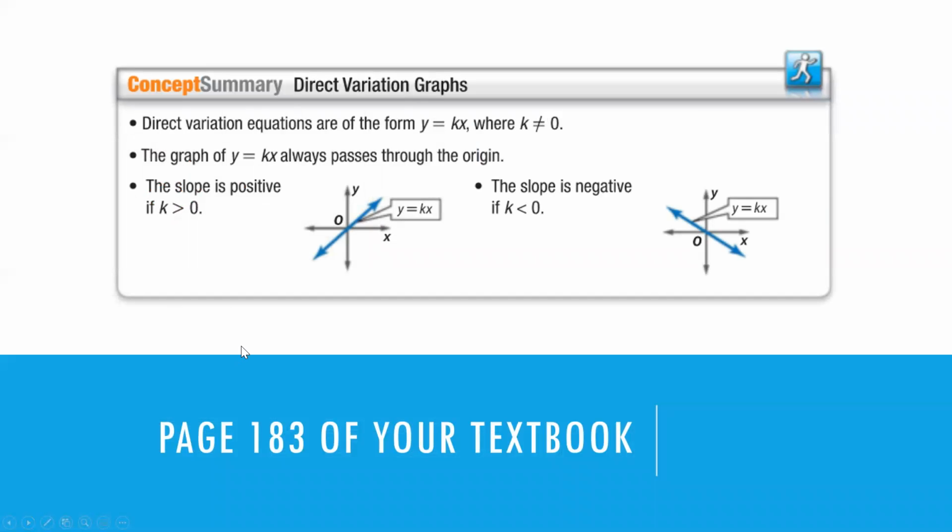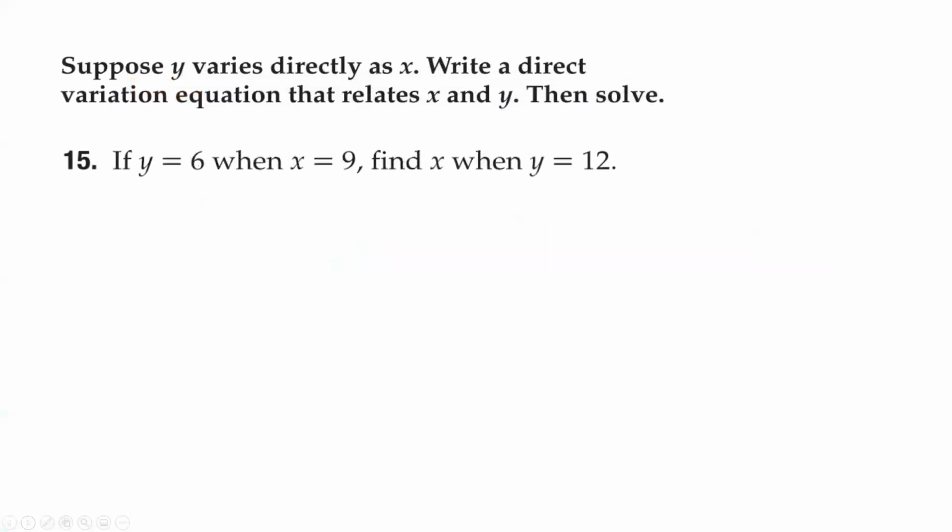All right, then there's another section that discusses direct variation. Direct variation equations are of the form y equals k times x, and k is not equal to 0. When you graph it, it always passes through the origin. So let's look at a couple of these.